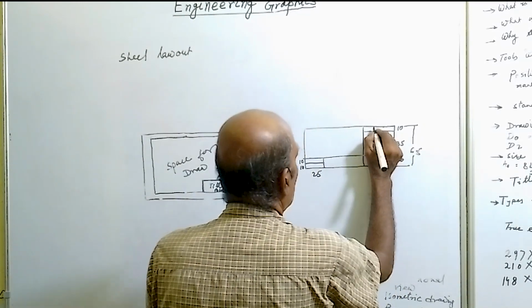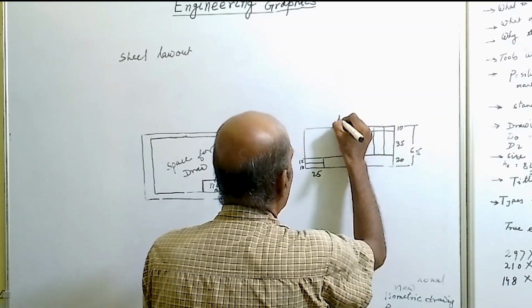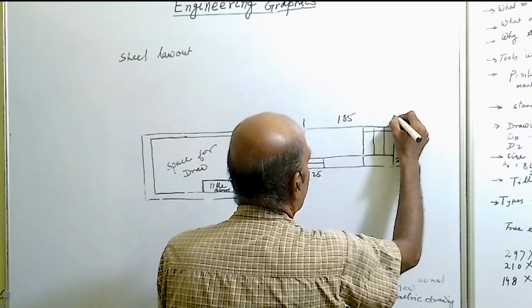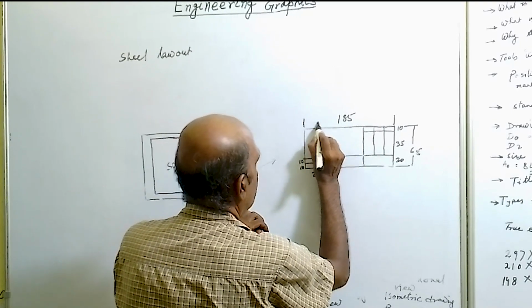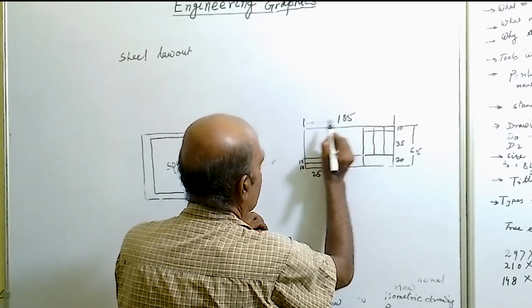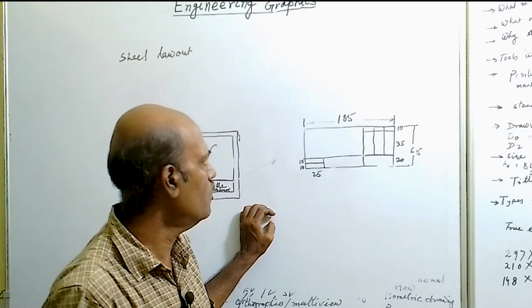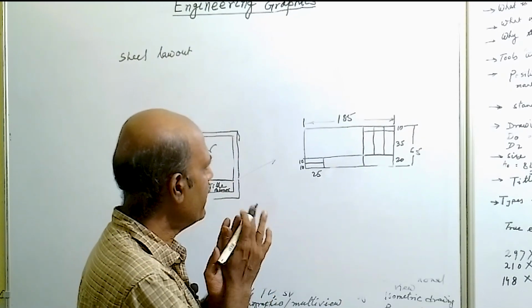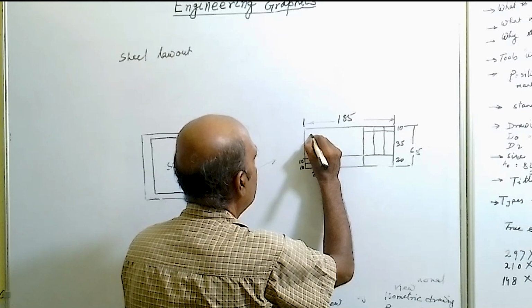Okay, so this will be, I hope, 185 millimeter from here to here, and this is one of the standard title blocks. It may vary from book to book. Okay, this is a standard title block. In this title block, the various information is here.